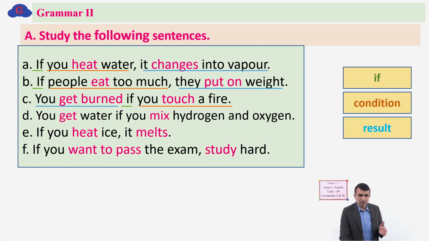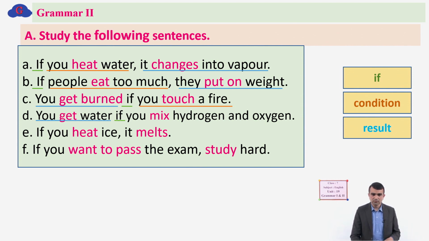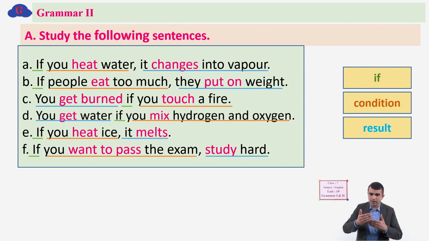Good. And now, sentence D, you get water, result. If, and then the condition, you mix hydrogen and oxygen. Similarly, E, if is there in the beginning, you hit ice, and then the result, it melts. Now finally, sentence F, if you want to pass the exam, study hard. Here, if and then condition and result we say, but here exactly in this condition, if you want to pass the exam, study hard.